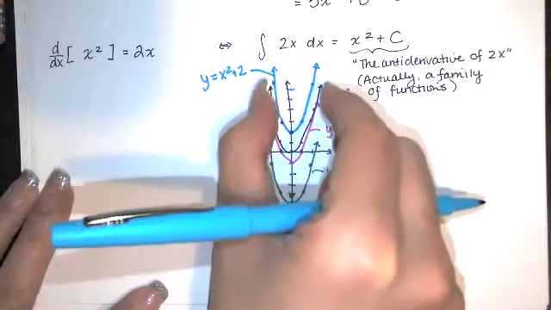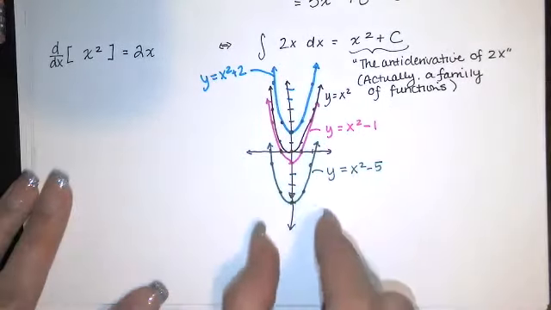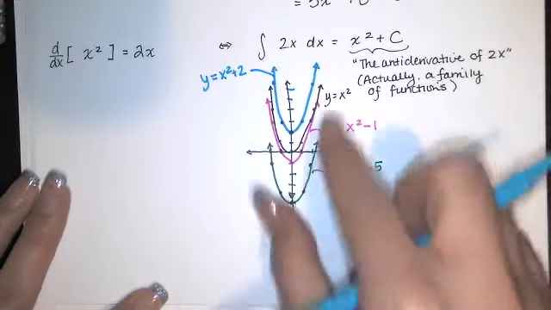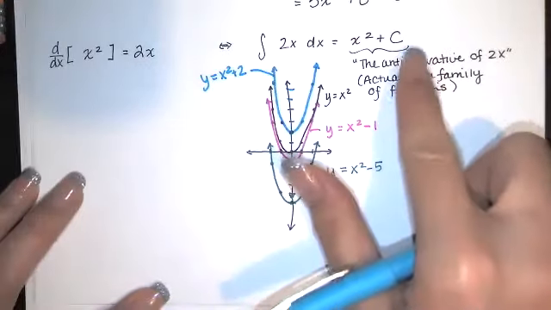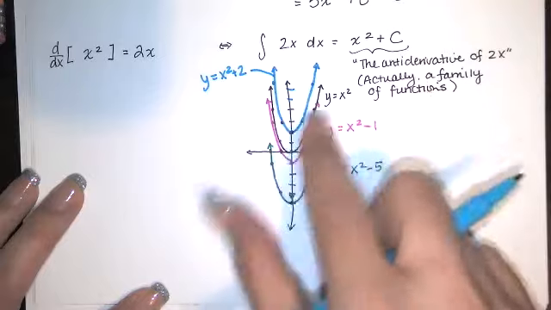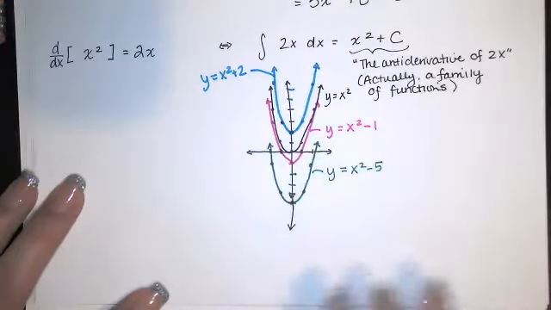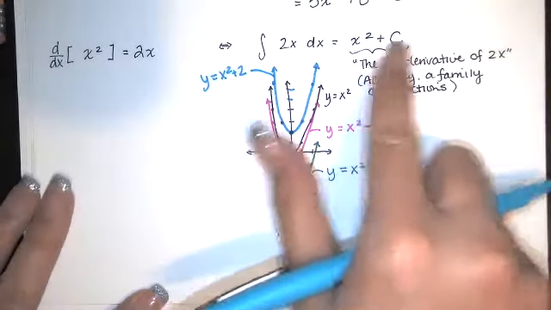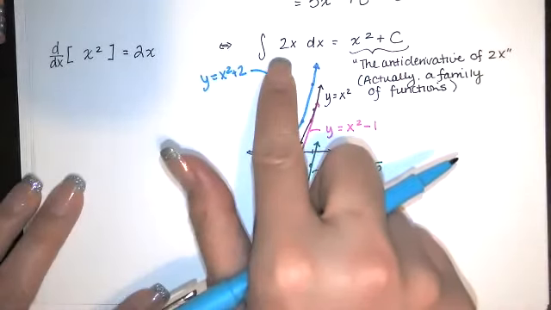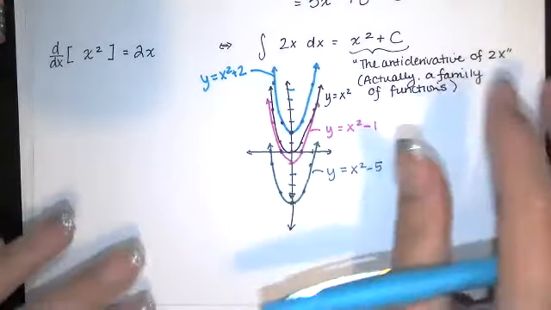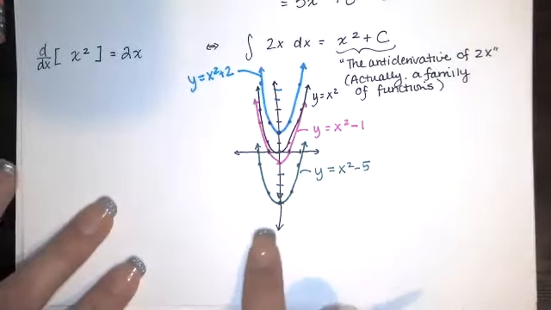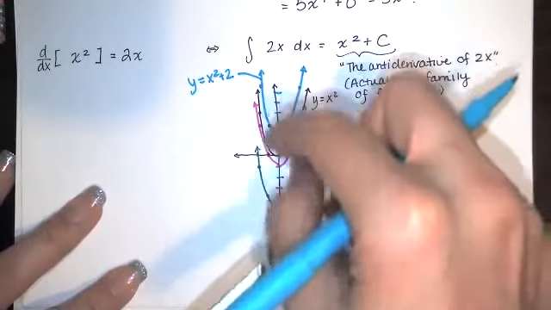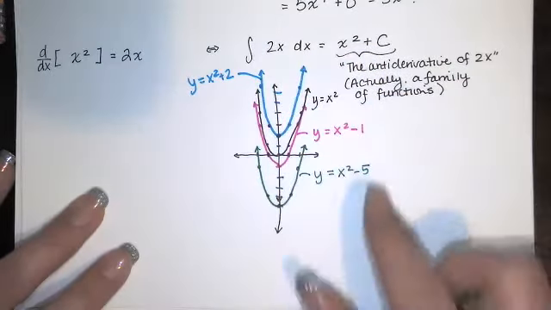Since it's exactly the same shape, just shifted up or down so many units, all of these graphs have the same slope. So it actually makes a lot of sense that the antiderivative would have this plus c in it. Because if I take a graph and I move it up and down, it doesn't change the slope of the graph at all. So this antiderivative of 2x, we call it the antiderivative of 2x, but it's actually a family of functions. It's all of those parabolas that are shifted up and down some arbitrary number of units.